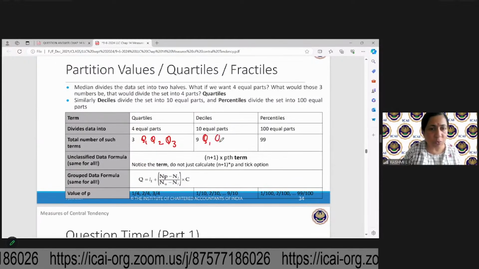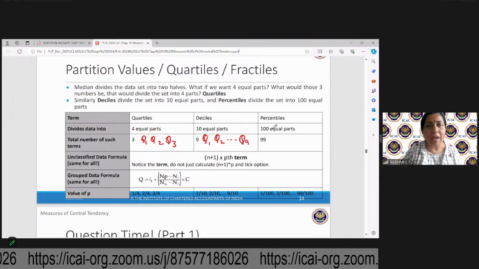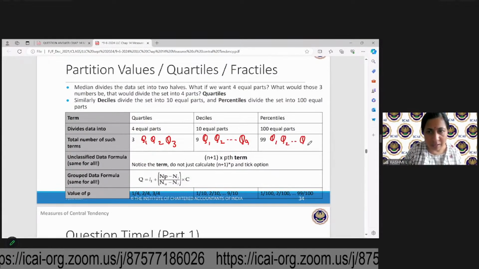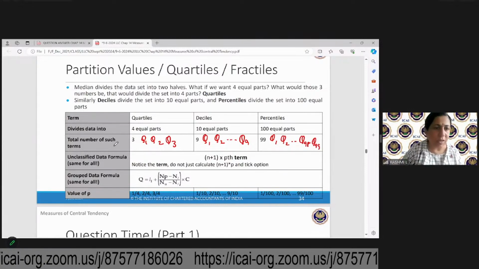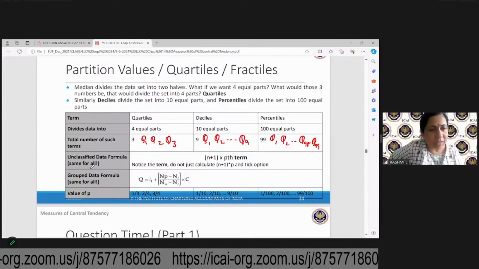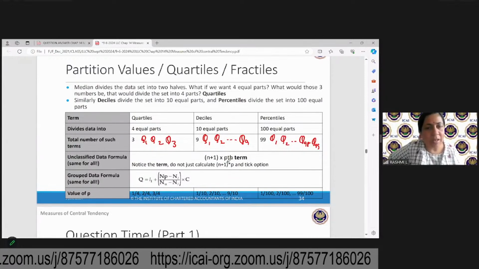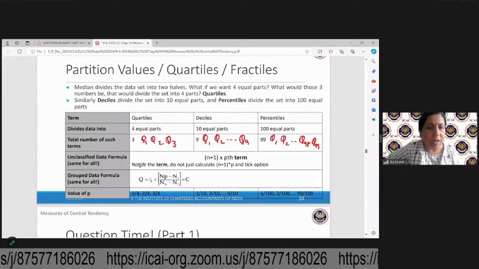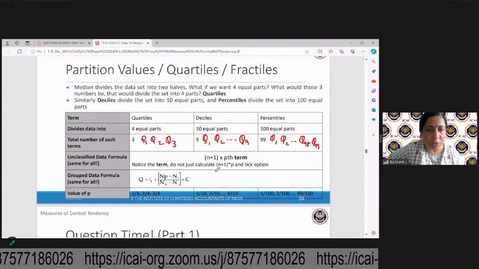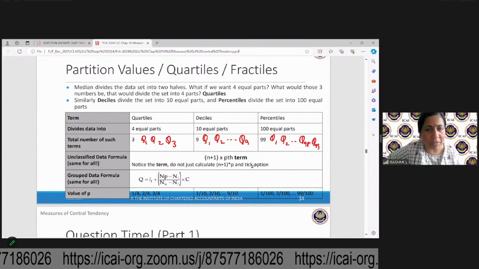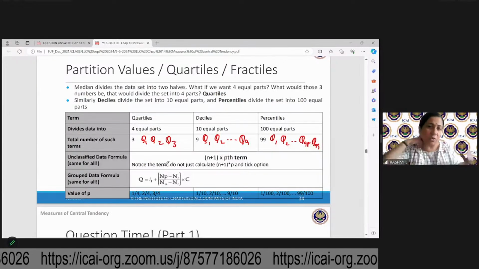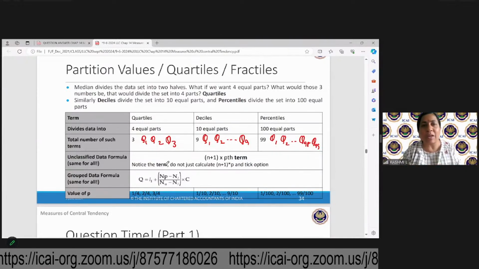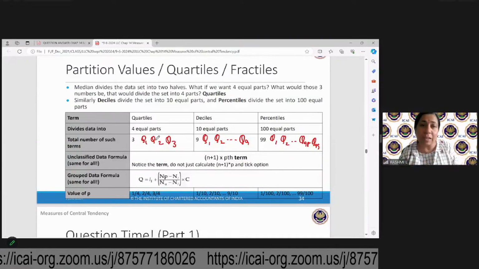For deciles it is D1, D2 up to D9, and for percentiles it is P1, P2 up to P98 and P99. Okay. For ungrouped data, the formula, which is the same for all, is n plus 1 into pth term. You have to take the pth term of n plus 1. Notice the term; do not just calculate n plus 1 times p. You are not just calculating a figure. It means n has some value and p has some value, and we do not just compute it; we have to find that nth term.